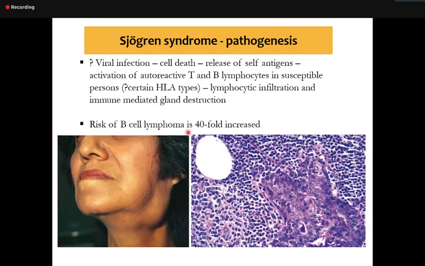Now, this is an enlarged parotid gland in a patient of Sjogren syndrome. Typical picture: a female of more than 50 years, with a large parotid gland. You may also find enlarged lacrimal glands, dry mouth, and under the microscope, you can see all the gland is destroyed and replaced by lymphocytes. So these all are lymphocytes.